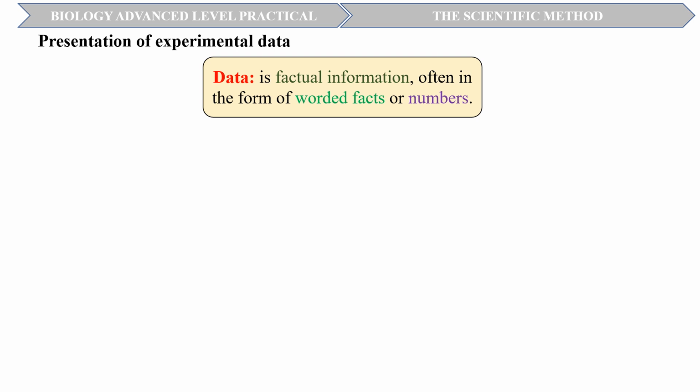Before delving into the presentation of experimental data, let us first briefly look into the notion of data and experimentation. Data is factual information, often in the form of worded facts or numerical figures, obtained from experiments or surveys, used as a basis for making calculations or drawing conclusions.